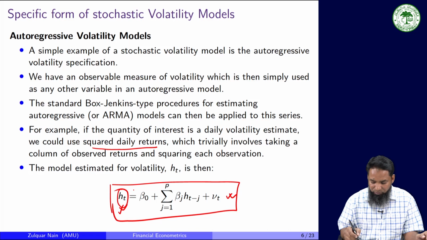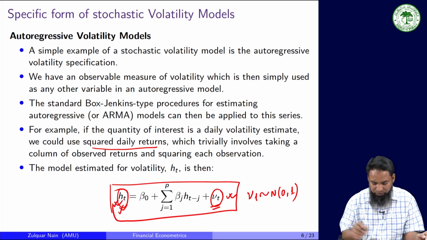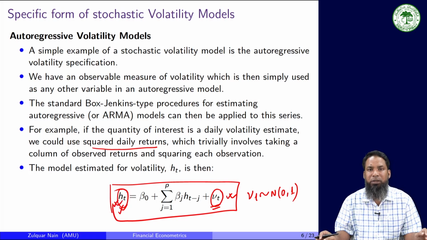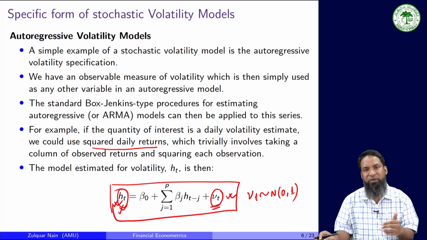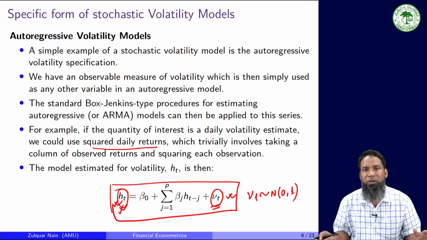So if you see here, what is the difference we have? Here we have an error term nu t, which follows a normal distribution with mean 0 and variance 1. Because of this, the nature of this volatility is now stochastic rather than deterministic. That is the main difference between the GARCH, which we discussed earlier, and this stochastic volatility model. However, this is a specific case or specific structure of the stochastic volatility models.